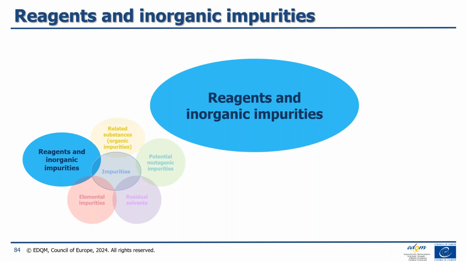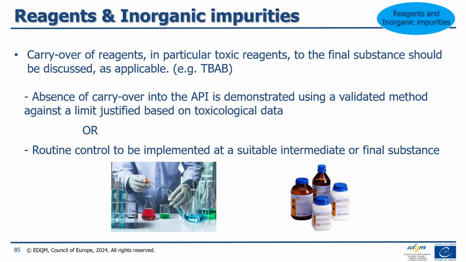The last class of impurities is reagents and inorganic impurities. For this, carryover of reagents, in particular toxic reagents, to the final substance should be discussed as applicable, for example tetrabutylammonium bromide. Absence of carryover in the API is demonstrated using a validated method against a limit justified based on toxicological data, or routine control to be implemented at a suitable intermediate or in the final substance.